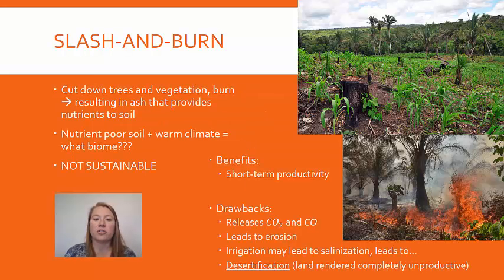The next type is called slash and burn. Now this is not your conventional agriculture that you see throughout most of the United States. This is actually found in other parts of the world more commonly. And this process involves cutting down all of the trees and vegetation in a particular area and burning that material directly on that location. Now this produces an ash, and that ash adds a lot of nutrients to the soil.